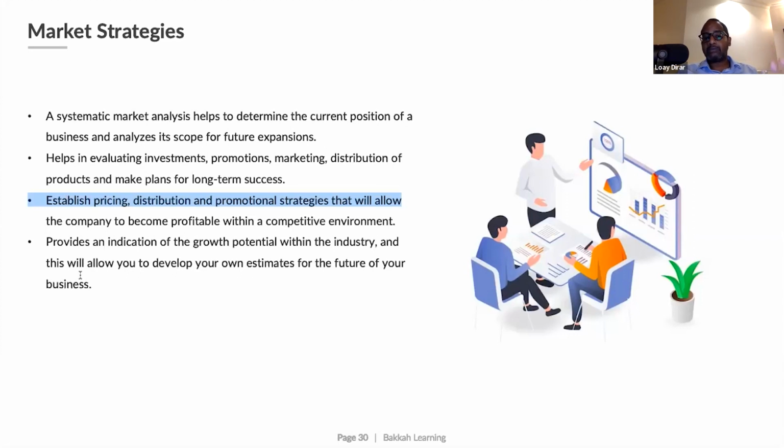And finally, developing a market strategy can help you provide an indication of growth. Are you selling more items? Are you growing? Are you attracting more customers? So this is one of the components that must be carefully developed as part of your business plan.